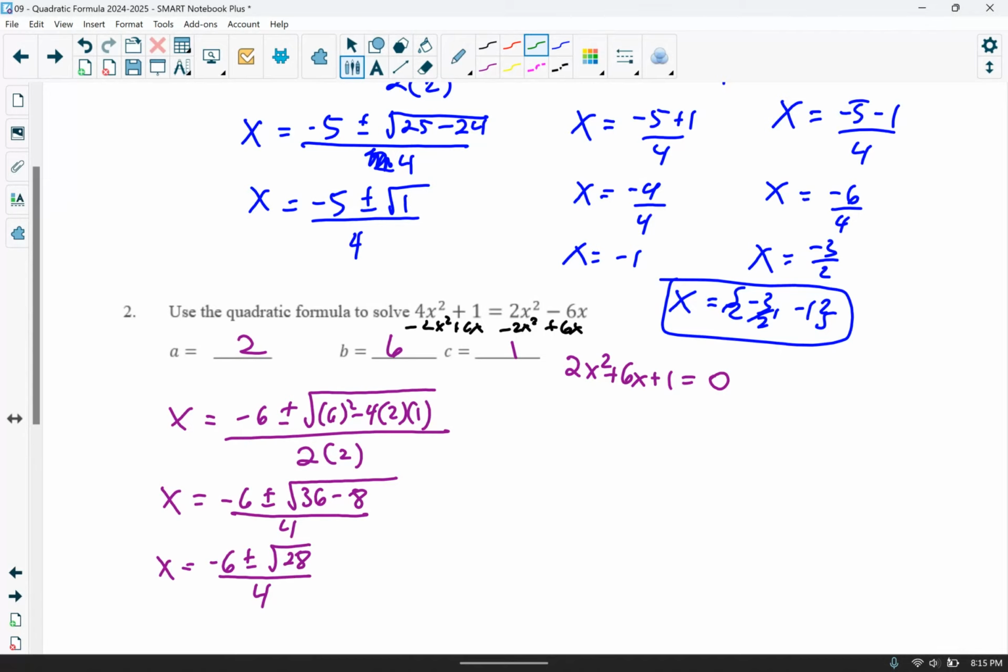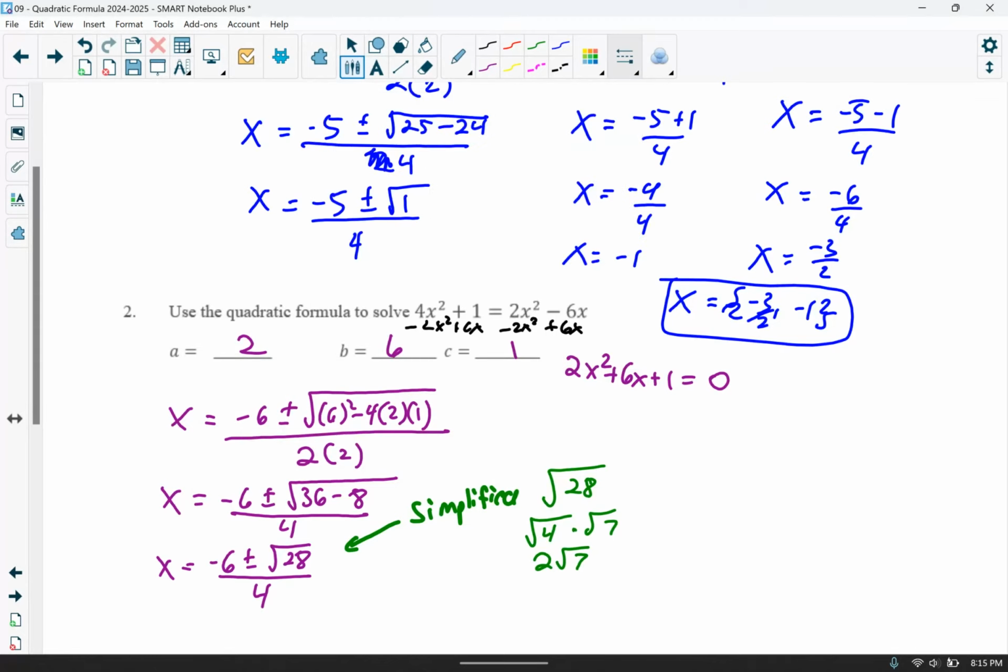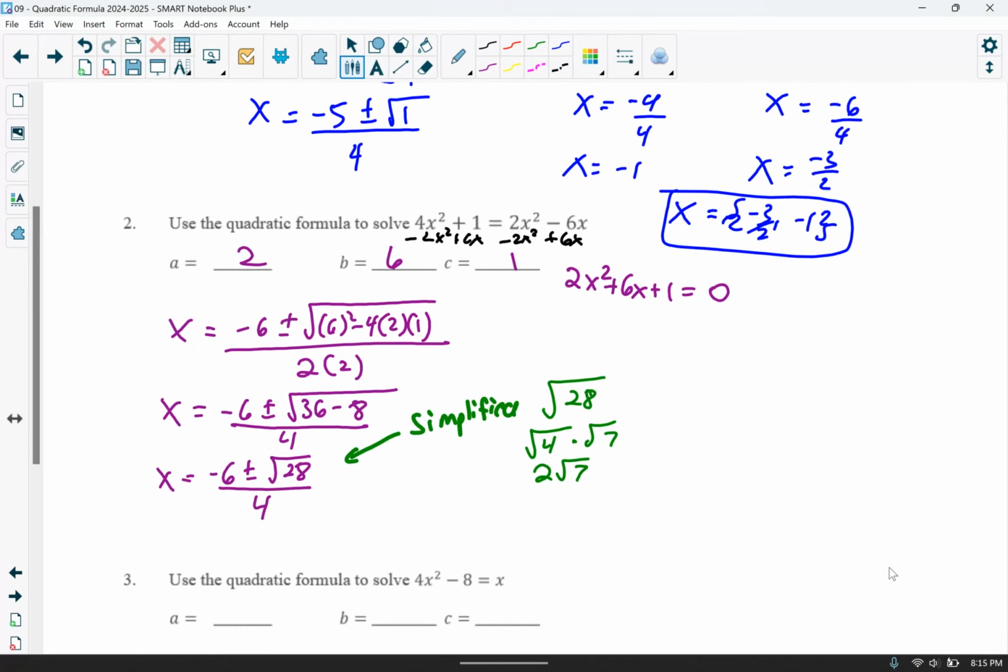We want to notice that square root of 28 can be simplified. So square root of 28, we want to break down into a product of perfect squares. The largest perfect square factor of 28 is 4. So that can be square root of 4 times square root of 7. Square root of 4 is 2. So that's going to be 2 rad 7. So as we simplify, we're no longer going to use square root of 28. We're going to use 2 rad 7.